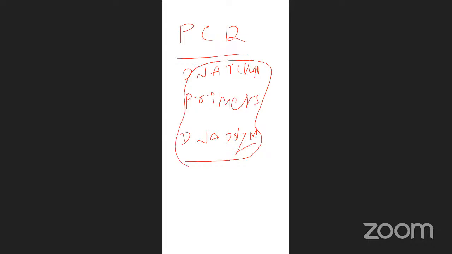Let's see the procedure steps. There are three major steps in PCR which are repeated for 30 to 40 cycles in the thermocycler machine. It is already given in our textbook, page number 153, the diagram of the PCR machine which is called the thermocycler machine.